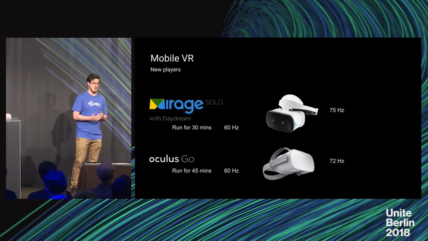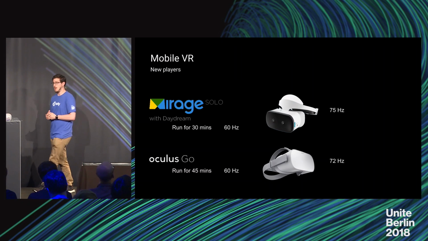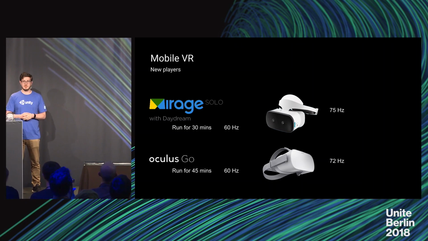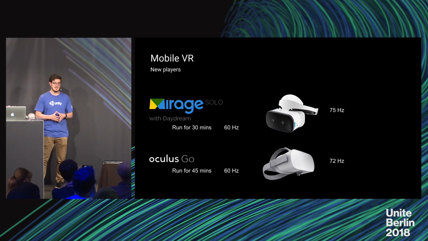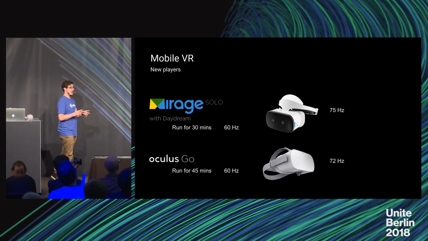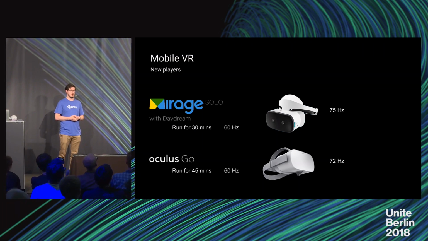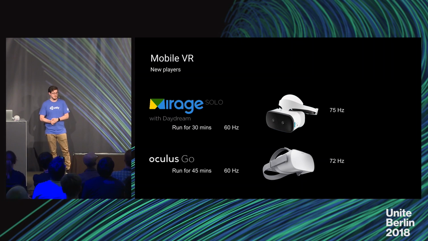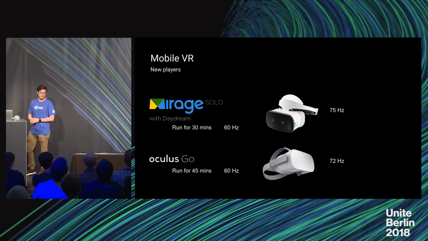A couple of things to think about here, and what differentiates these two newer headsets, is that the Mirage Solo has the ability to run at 75 frames a second. That's a jump up from the original Daydream, which was targeted at a max of 60. And the Oculus Go runs at 72 frames a second, or has the ability to. Now, if you're submitting apps to the App Store to be compatible with these headsets, there are a couple of usage tests. For the Solo, it has to run for 30 minutes at 60 frames a second. And for the Oculus Go, it has to run for 45 minutes at 60 frames a second as well.